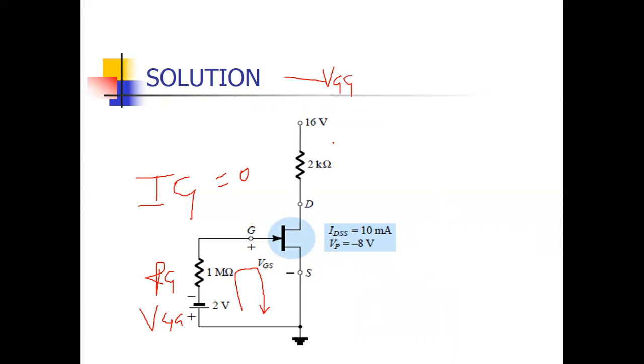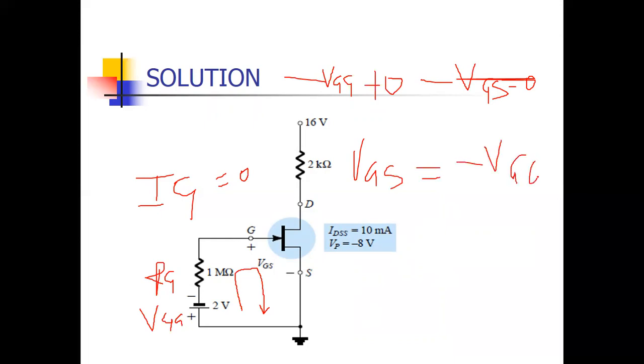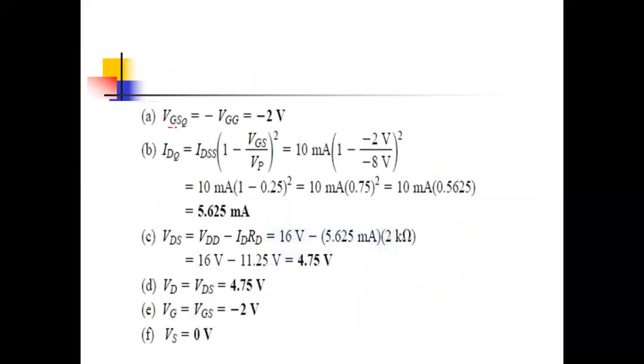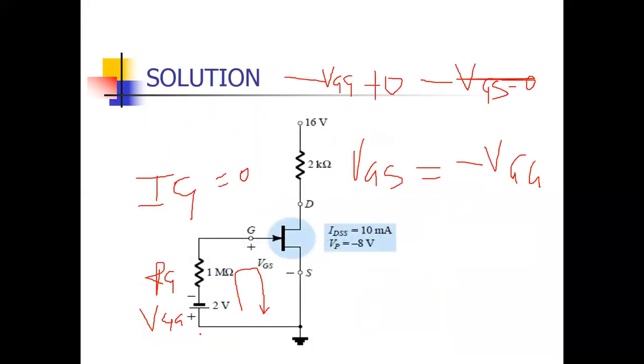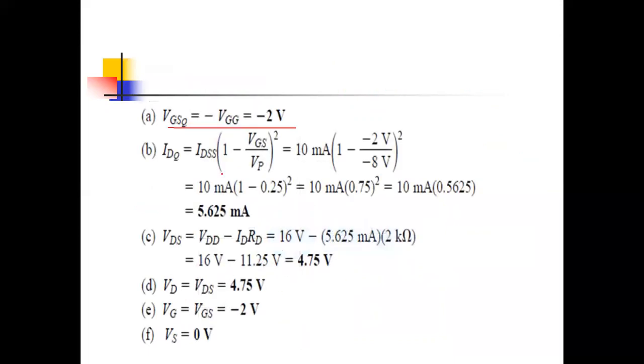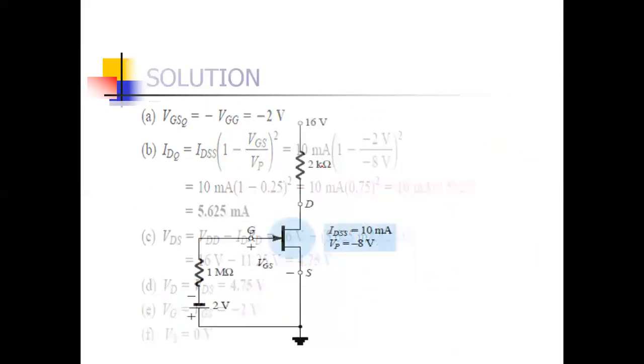Then across this it is 0, plus 0. Then we are moving plus 2 minus. So again minus VGS equals 0. So from this equation, what is VGS? VGS equals minus of VGG. And VGG is your 2 volt. So VGS is minus 2 volt. So your first part is done.